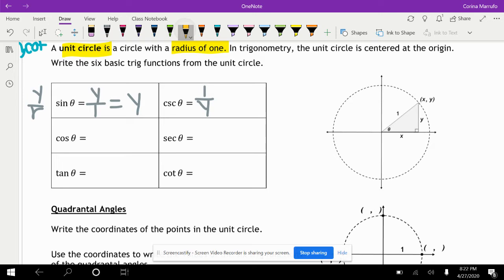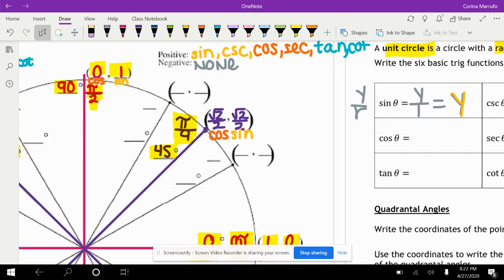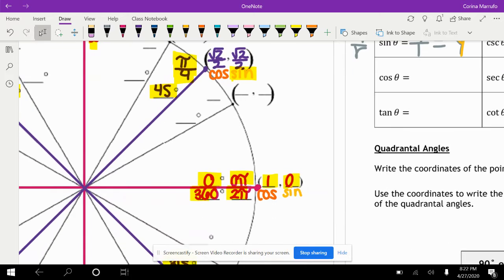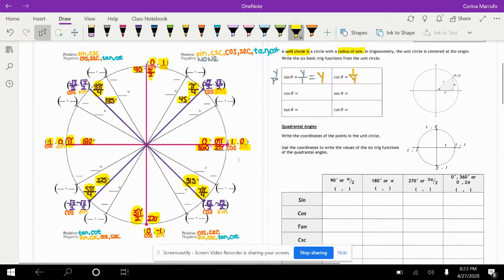I'm going to do that in yellow because I was doing all my sine and cosine in yellow. If we look here on my unit circle, you notice for my y values, I had written sine in here because your sine is your y value. That's something that we learned, pretty simple: your sine is always going to be your y value. So if I look here, let me minimize this.